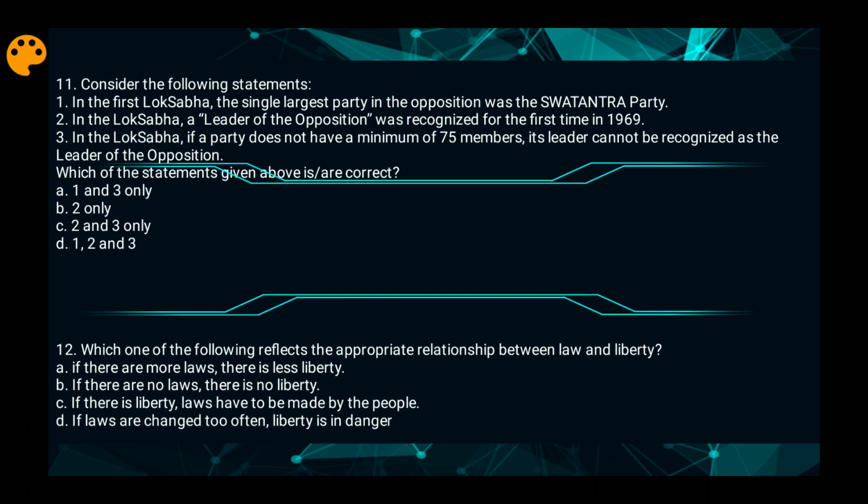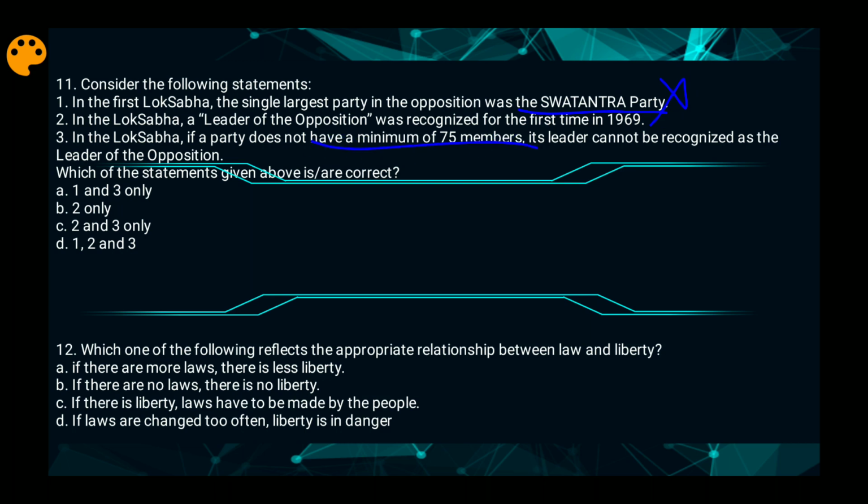11th question. Consider the following statements. In the first Lok Sabha, the single largest party in the opposition was the Swatantra Party. This is a very factual question. We may or may not know this answer, so we are assuming that we do not know it. In the Lok Sabha, if a party does not have a minimum of 75 members, its leader cannot be recognized as the Leader of Opposition.